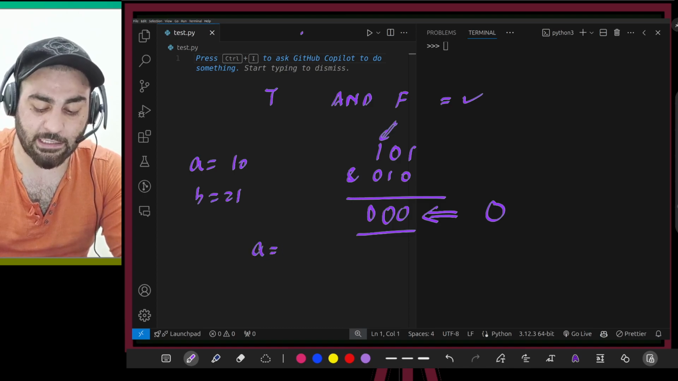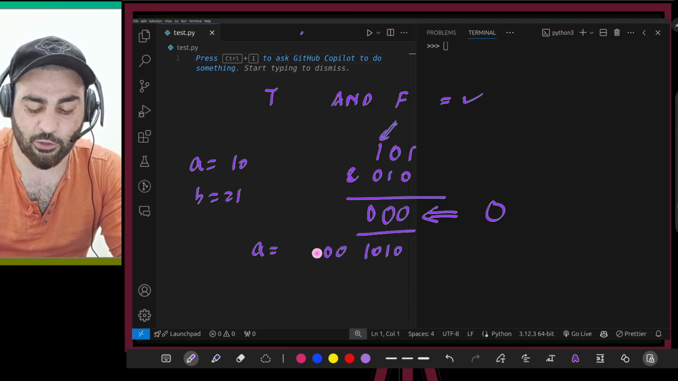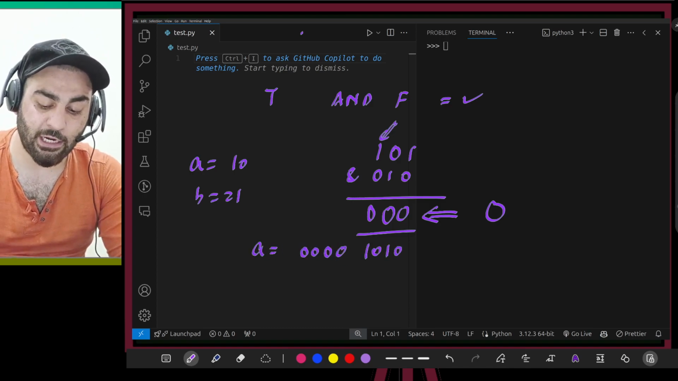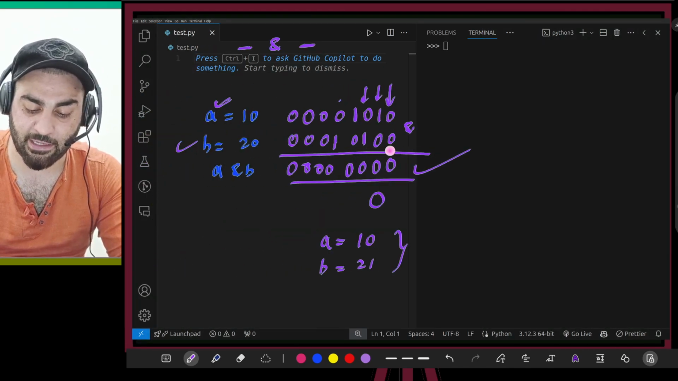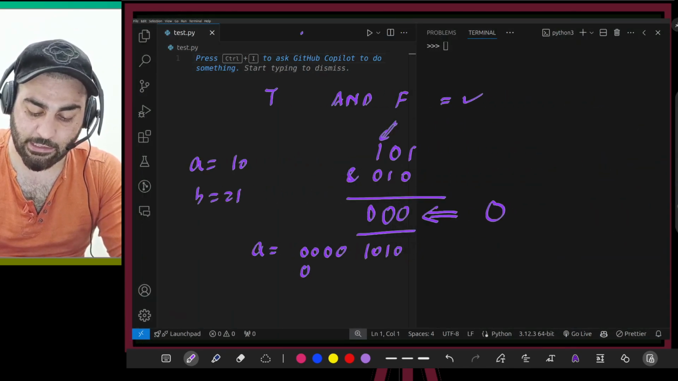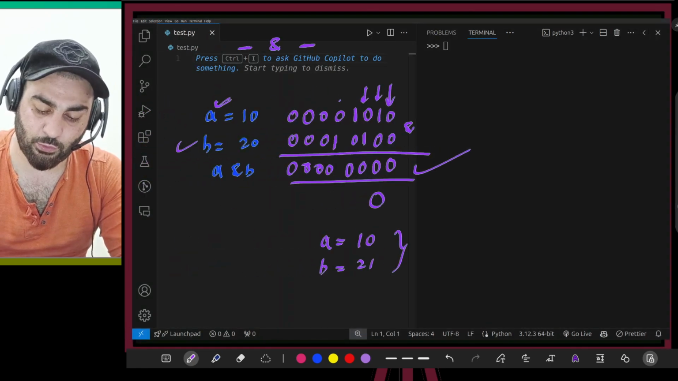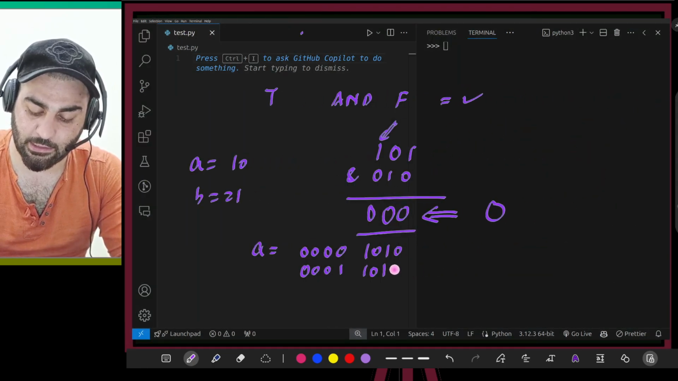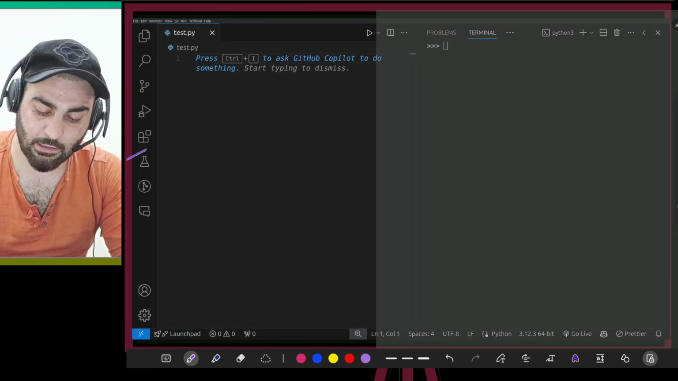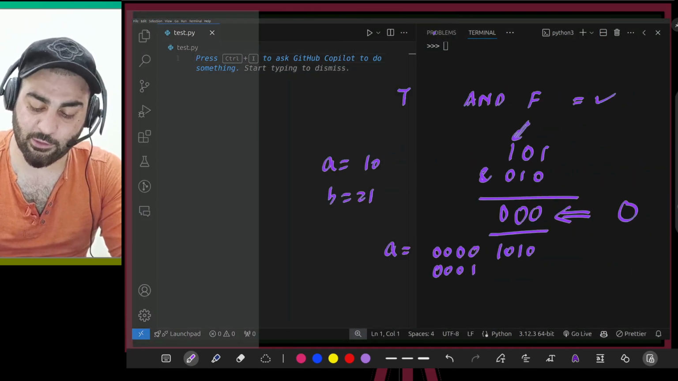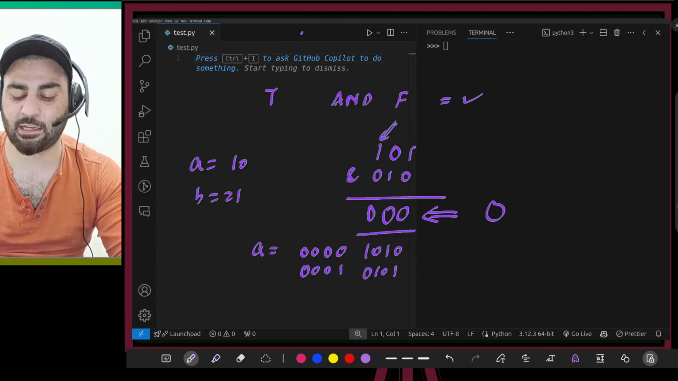A is equal to 10. That means 1010 and 00. These are 8 bits. I'm just doing the computation in 8 bits. 21 will be the same, but here it will be 1, so it will be 0001 10. This is 16. Okay, this is the representation.